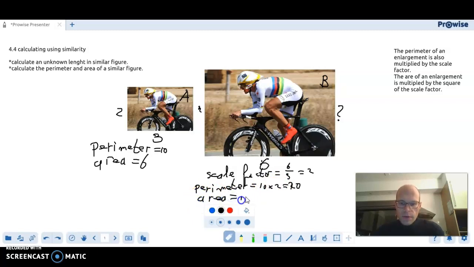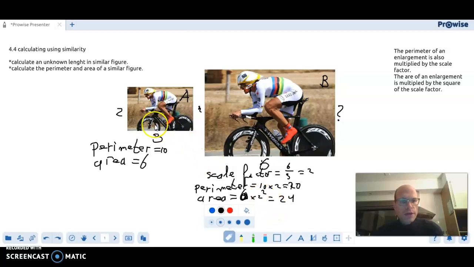The area. For the area, we need to square the scale factor. Oh, it's 6, sorry, not 6. So 6 multiplied by 2 squared is equal to 24. Now, this is how it works.